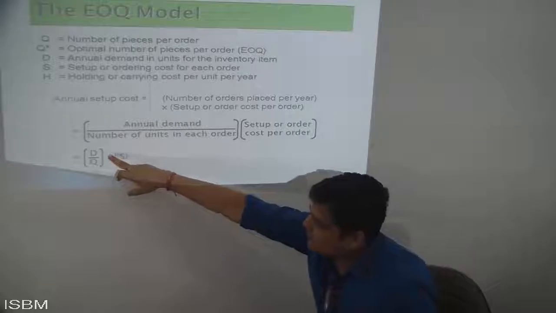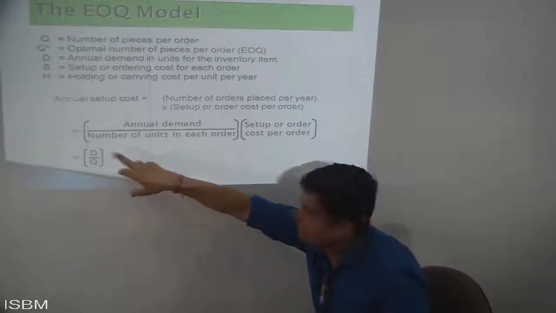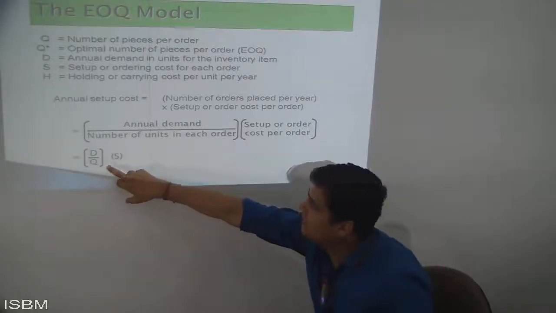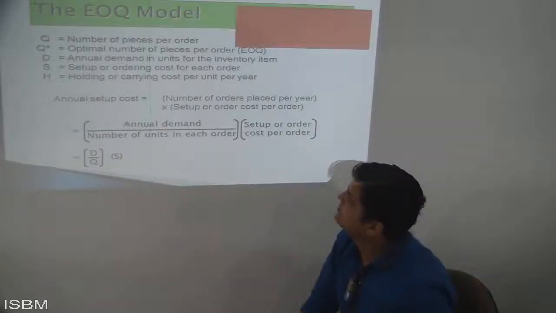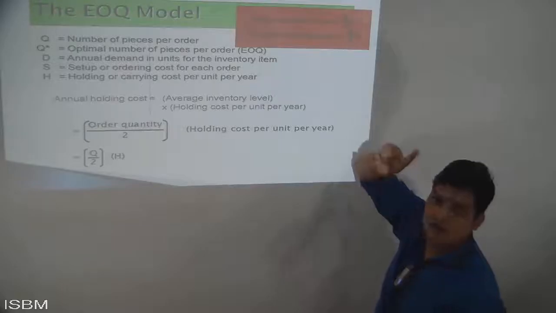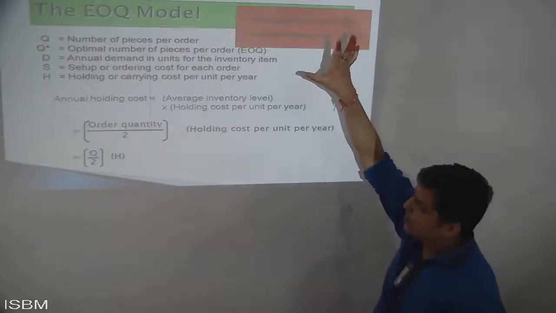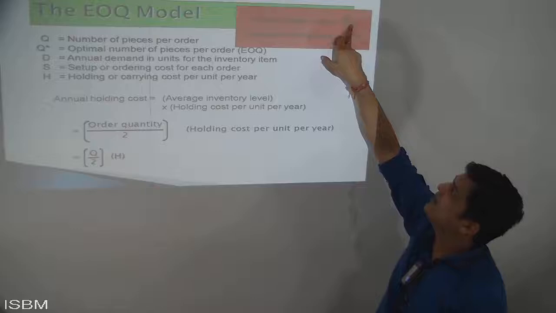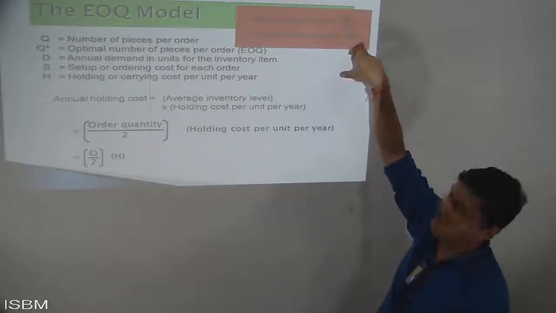So order cost is nothing but the formula D by Q into S. D by Q: demand over quantity, and S is the setup cost. This is D by Q into S. Then the second one is holding cost. Holding cost, do remember, is Q by 2. This is D by Q into S, and again Q by 2 into H.